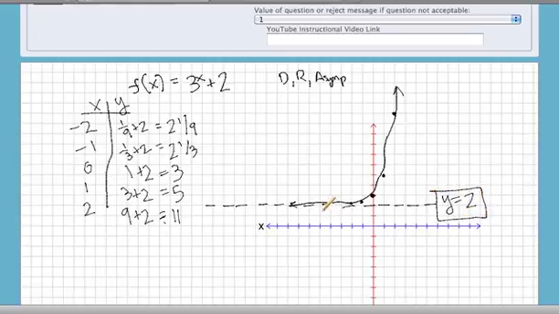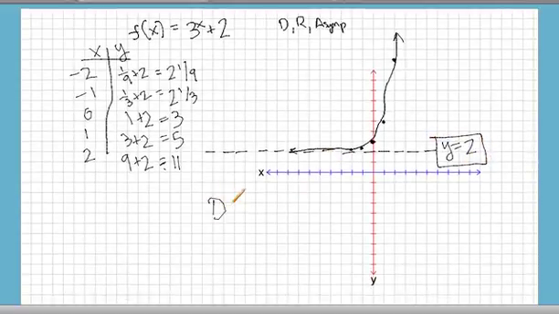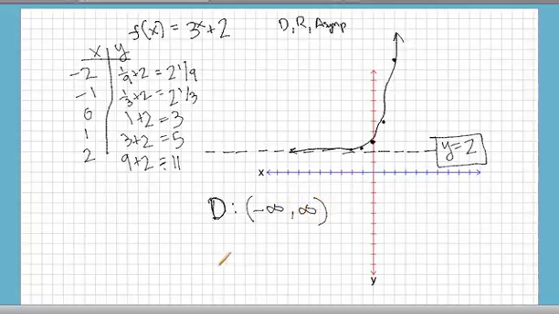And then the domain, okay, so look at the domain. Again, domain is just possible x values. Okay, so is there any limitation on x here? Well, the answer is no. We can plug in any x value we want. So it would be -infinity to infinity. Or they sometimes say all real numbers.